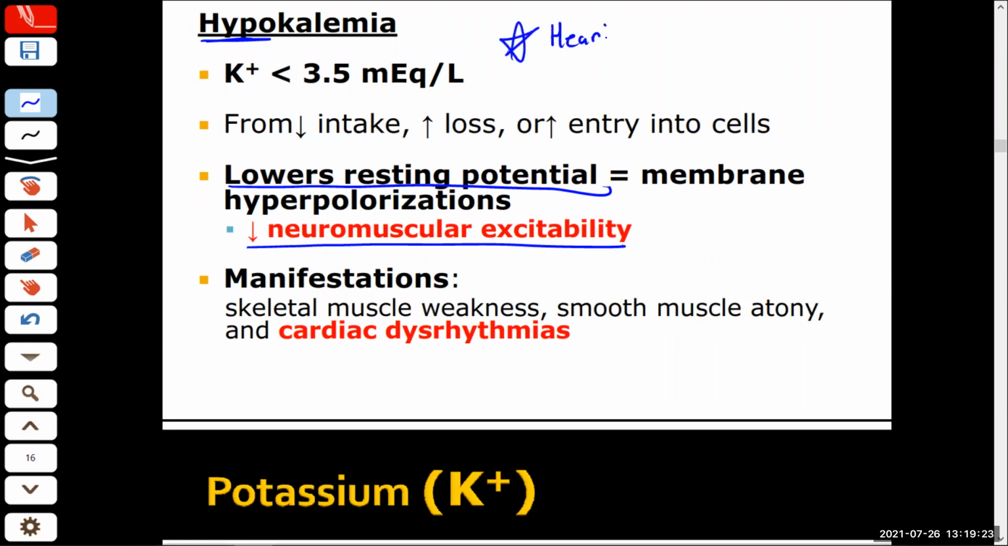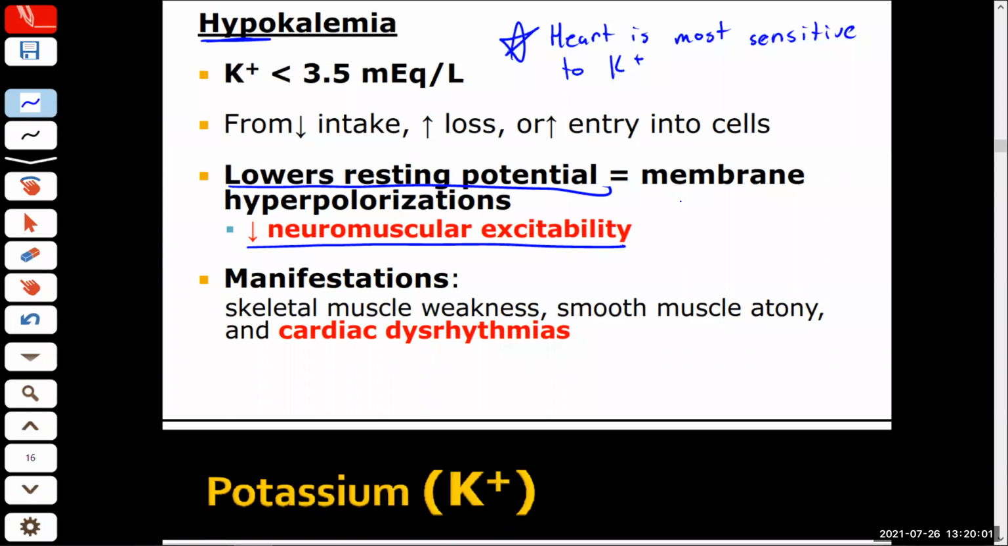Your heart is most sensitive to potassium. So, which organ would be affected first by an imbalance of potassium? The heart. And if I have hypokalemia, less excitability, what does that mean? What's going to happen to my heart if it's less excitable?